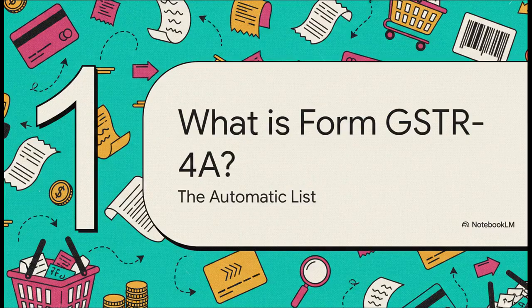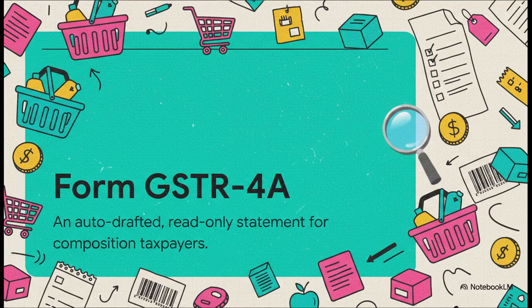All right, so let's start right at the beginning. The absolute basics. What in the world is this form? Honestly, the best way to think about it is as your own personal automatic shopping list. Okay, so the official government speak is that it's an auto-drafted, read-only statement. But let's just stick with our shopping list idea because it makes way more sense. Imagine this. Every single time one of your registered suppliers sells you something, they automatically add that item to a digital shopping list just for you. You can see the list, you can check it out, but you can't change a single thing on it. That is GSTR-4A in a nutshell.